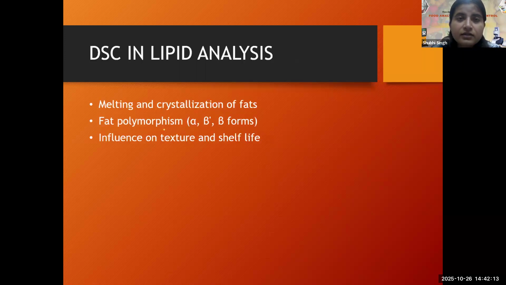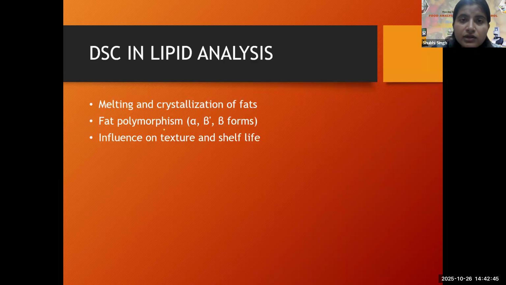And similarly, when you are doing DSC in lipid analysis, then you can see the melting and crystallization of fats. So fats are basically of two types: liquid and the solid one. Solid ones are the ones which are solid at room temperature, and liquid ones such as ghee or lard are the ones which are in liquid state.